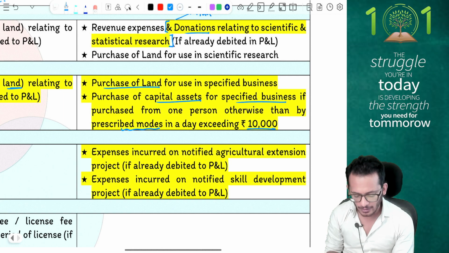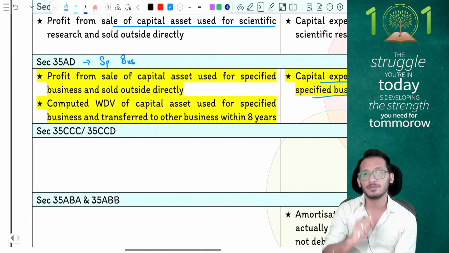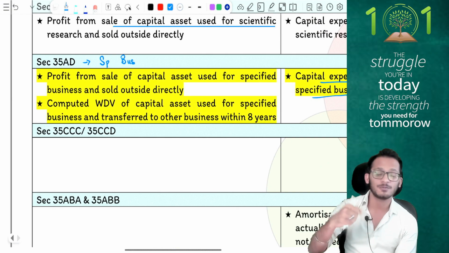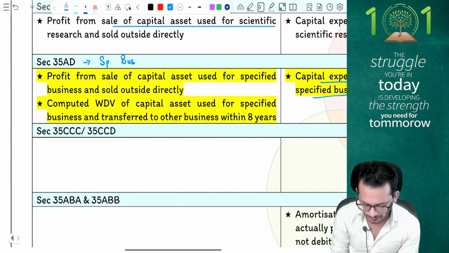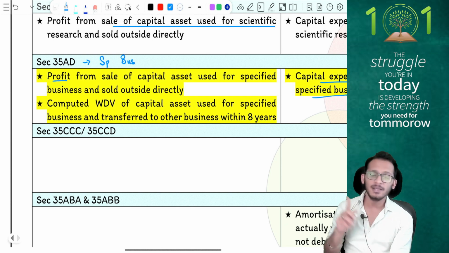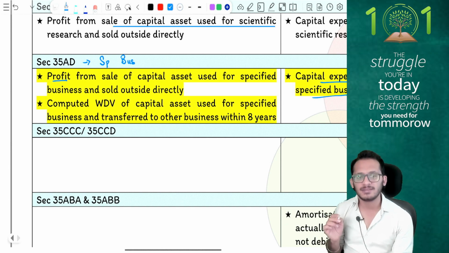At the same time, if you're going to have an asset which is used for specified businesses and then you have sold the asset, then whatever profits you're getting out of it will be taxable under the head PGBP. If it is not there forming part of P&L, please take it into your P&L.